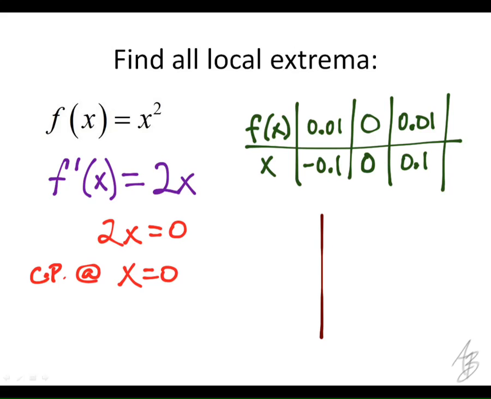Let's say that we graph this. We have our point at 0, 0. We just got a point at 0.1, 0.01 there, and negative 0.1, 0.01 there. So we have points to the left and to the right that are a little bit bigger. What says that the function couldn't look like this?